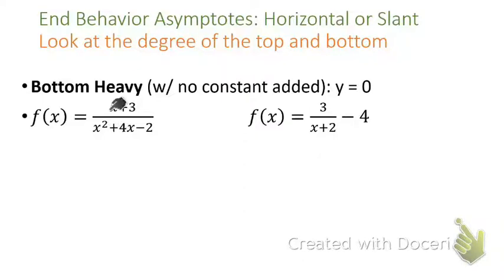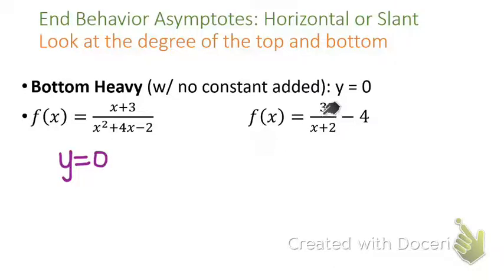So because your highest power is in your denominator for this first example, again, it would be horizontal. So we have a horizontal asymptote, and this one would occur at y equals 0. You don't need to do anything with that. Just know that if it is bottom heavy, no constant is being added though, then it's y equals 0.